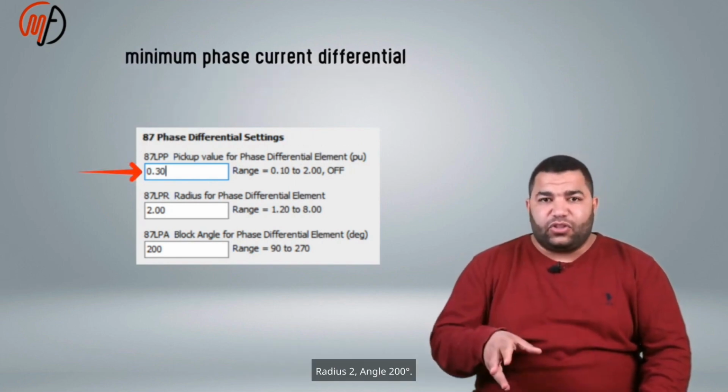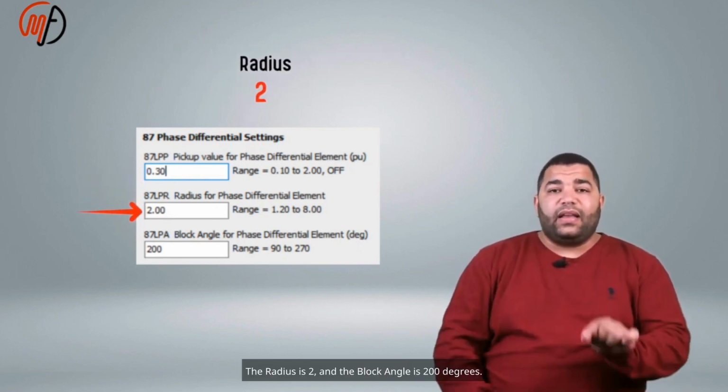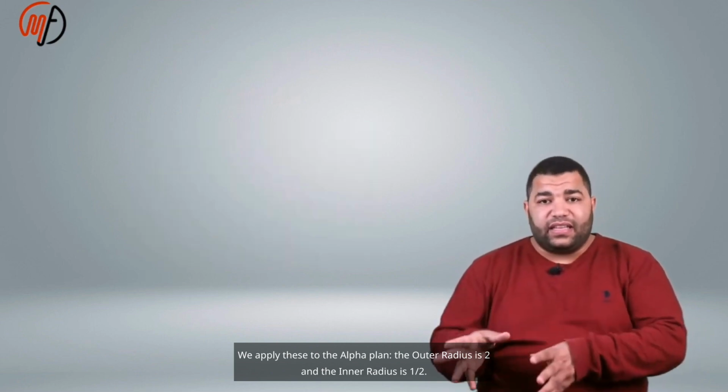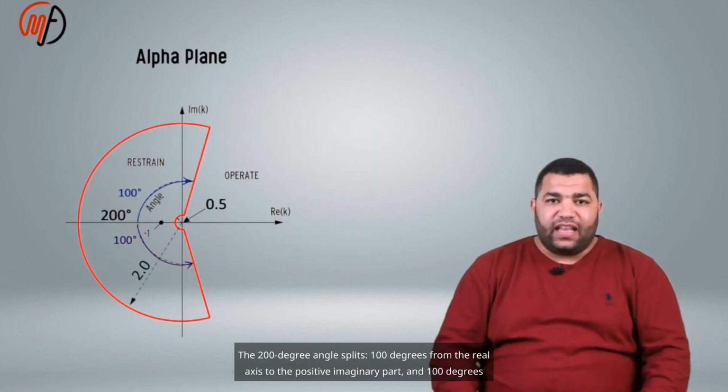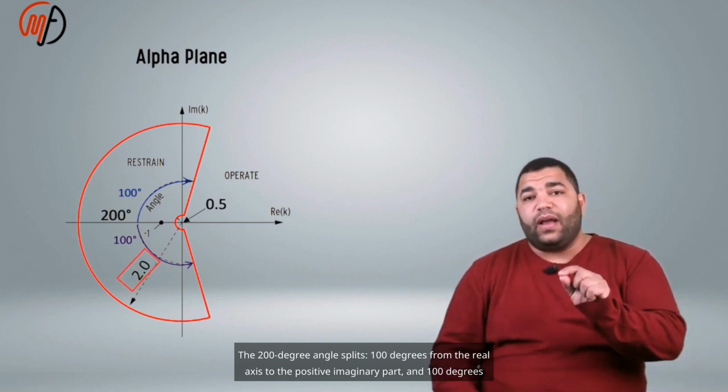The radius is 2, and the block angle is 200 degrees. We apply these to the alpha plane. The outer radius is 2, and the inner radius is 1/2. The 200-degree angle splits 100 degrees from the real axis to the positive imaginary part, and 100 degrees to the negative imaginary part.